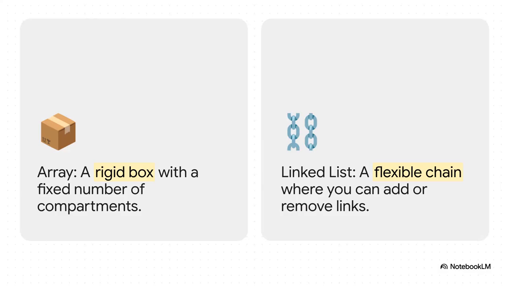Okay, here's the main idea you gotta hold on to. Think of an array like a rigid box, kind of like a pill organizer, with a fixed number of spots. A linked list, on the other hand, is way more like a flexible chain. You can add a new link or take one away anywhere you want. It's super dynamic. So just keep this box versus chain idea in your head, because it is the key to understanding everything else we're about to cover.